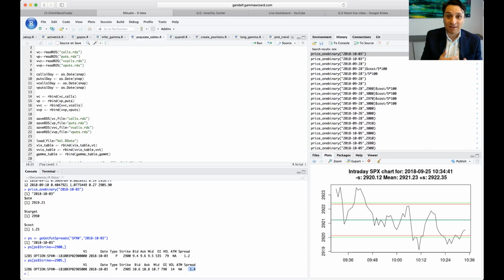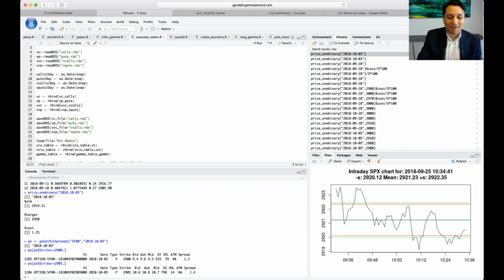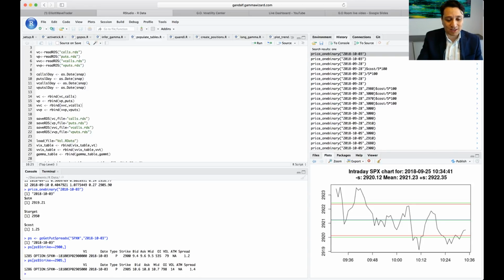So what is the drawback? What are the risks associated with a risk reversal? Well, the risk is that if the market falls below your limit, the 2,905, then you are on the hook for a bigger loss. The loss is 5 minus the credit received, no? So the loss will be something like, in this case, 3.6. So you're risking more right now with the risk reversal, but you're giving yourself more room.